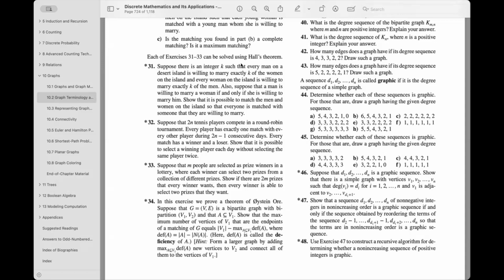Okay. So there's an integer k such that every man on a desert island is willing to marry exactly k of the women on the island. Every woman on the island is willing to marry exactly k of the men. A man is willing to marry a woman if and only if she is willing to marry him. Show that it is possible to match the men and women on the island, so that everyone is matched with someone they are willing to marry. Okay, so Hall's theorem says that.